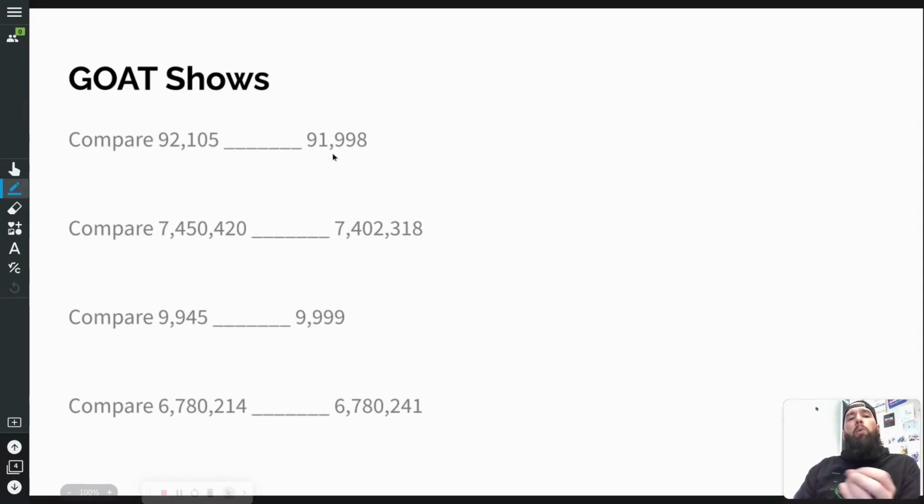92,105 to 91,998. So you start at the leftmost digit. Those are the same. Then you go to the second one. They're not the same. This 2 right here is larger than that 1 right there. Eat the 2. Then we read this as 92,105 is greater than 91,998. Okay?